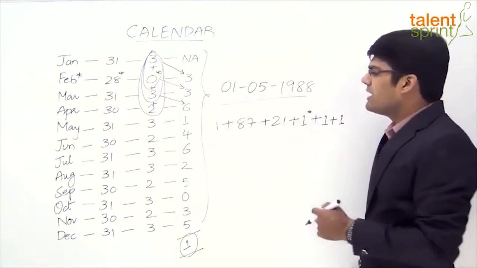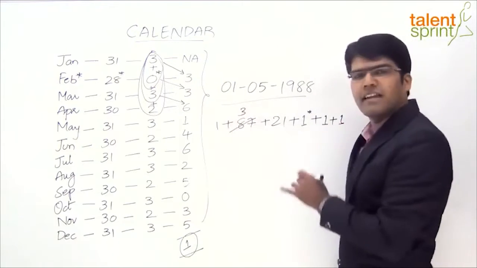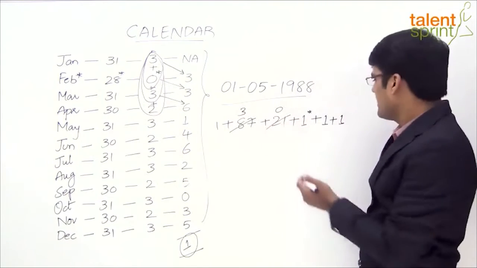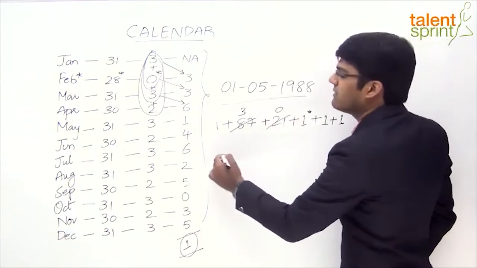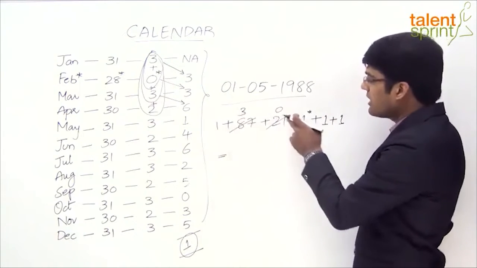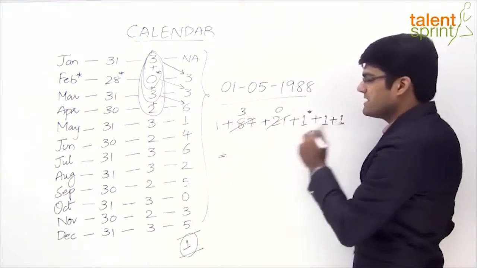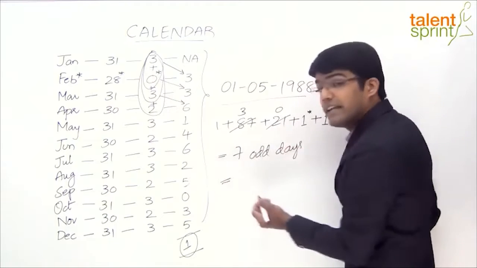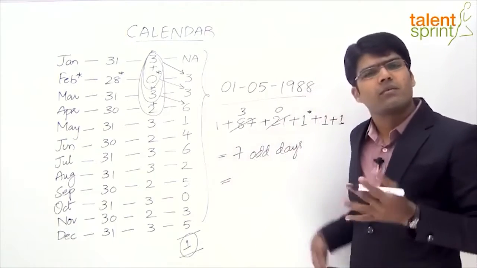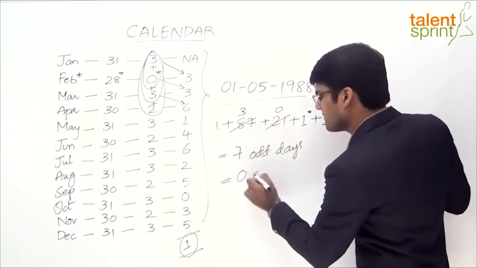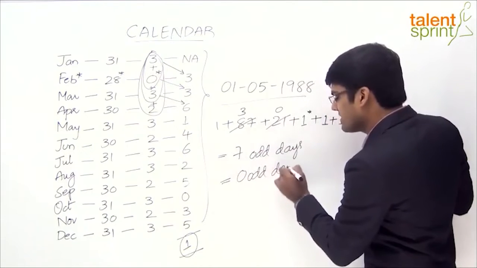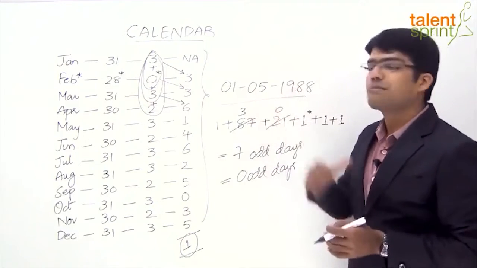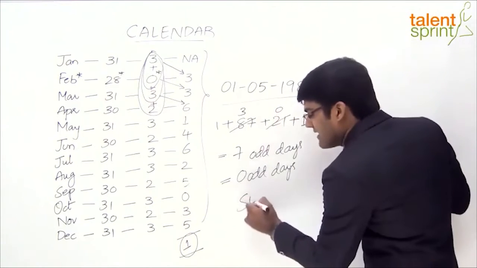Now add all these values. See again, 87 can be taken as 3 odd days: 84 plus 3, and 84 is equal to 12 weeks. 21 is 0 odd days, right? And the remaining are all 1, 1 and 1. So add up: 1 plus 3, 4. 4 plus 0, 4. 4 plus 1, 5. Plus 1, 6. Plus 1, 7. So we have a total of 7 odd days. And 7 odd days is equal to 1 complete week, which means 0 odd days, right? And 0 odd days indicates Sunday. So we can say 1st May 1988 was a Sunday.